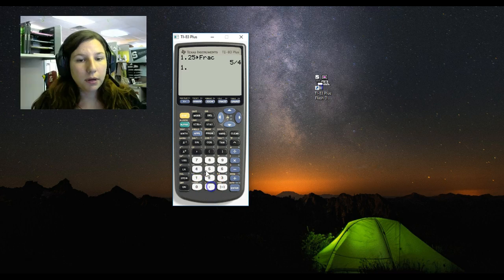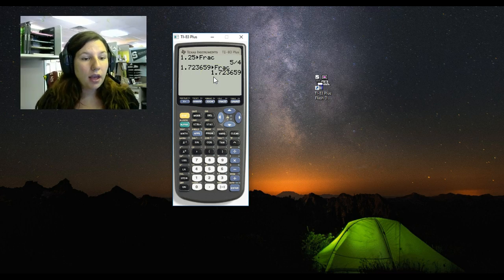If I had another number, for example, and I wanted to see if it could be written as a fraction, if you select math fraction and hit enter and it just gives you the decimal back, then that's its way of telling you, hey, this is an irrational number. We cannot write it as a fraction. So that's one little quick trick.